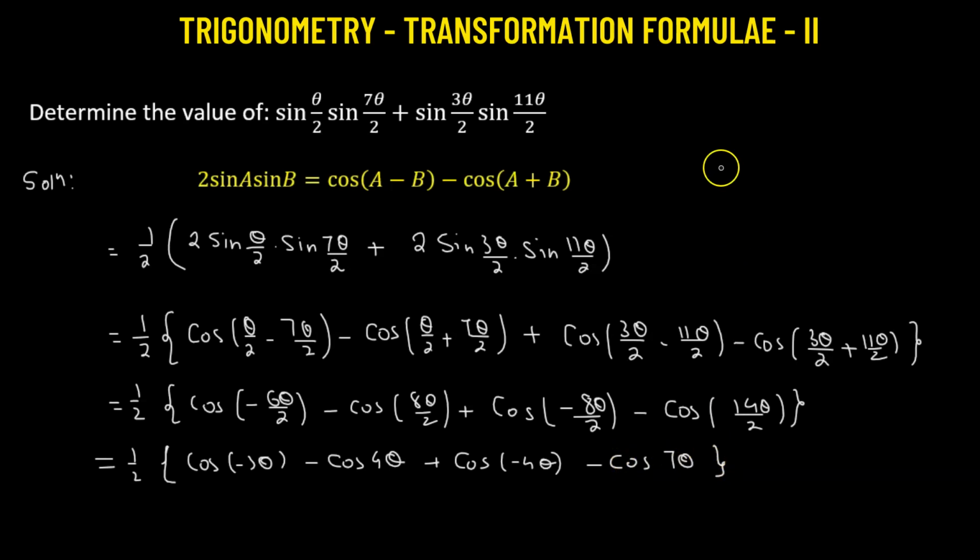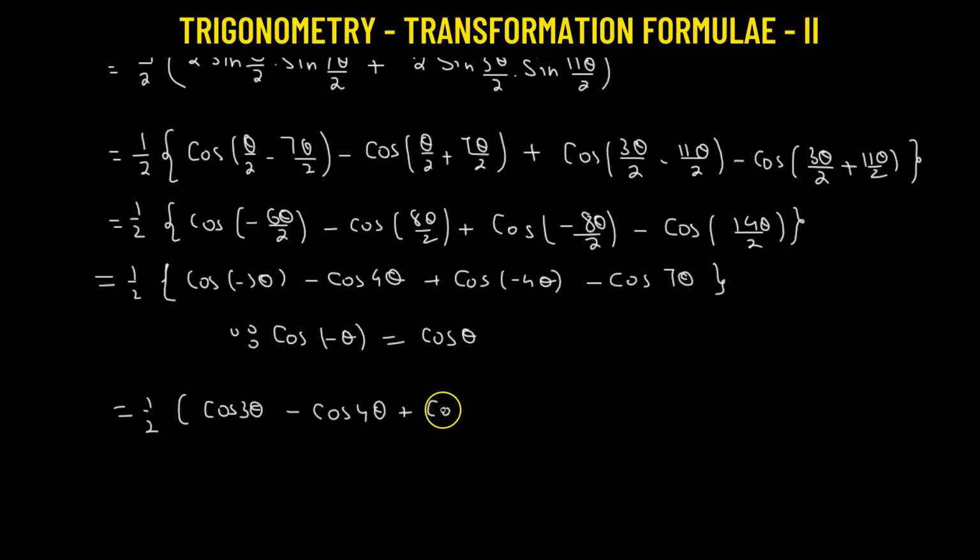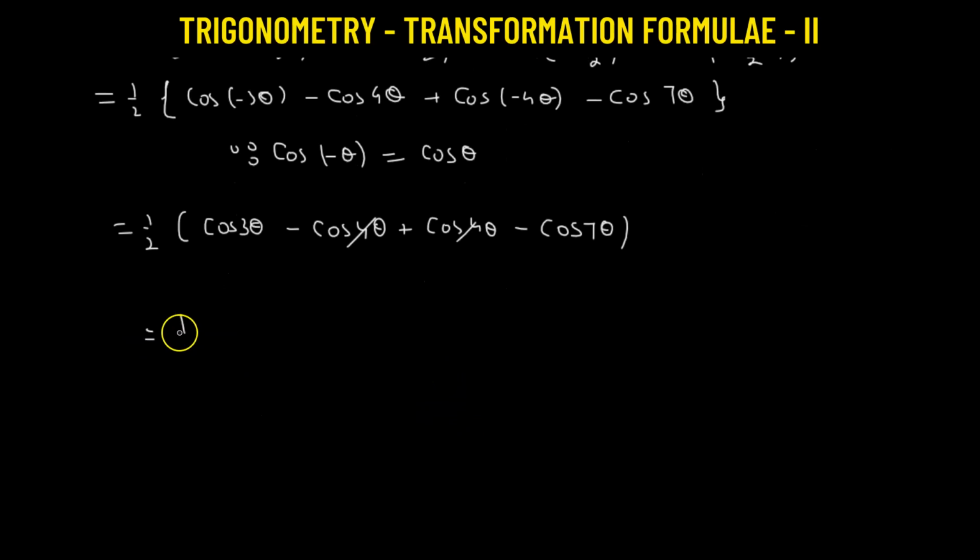Fine. Now we know that cosine is an even function. Even function means that cosine of negative theta is the same as positive cosine theta. So that means we can now rewrite the first term as cosine of positive 3 theta minus cosine of 4 theta. Then we have plus cosine of 4 theta minus cosine of 7 theta. So we can cancel out the second and the third term, and we are now left with only two terms. So we have half multiplied by cosine of 3 theta minus cosine of 7 theta. So what we have is the difference of two cosine functions.